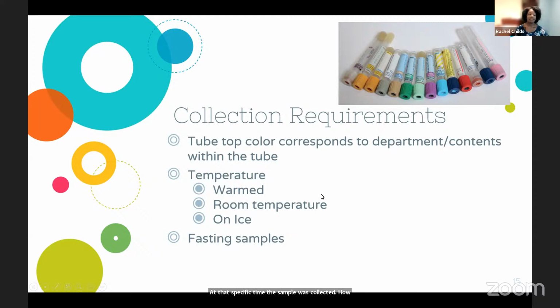There are also some tests that require the patient to be fasting, whether it could be 6 hours or 12 hours. It really depends on the test. So it'll be something to keep in mind when it comes to getting your sample drawn, or if you're following the directions that your doctor has provided if you need to get your blood drawn.